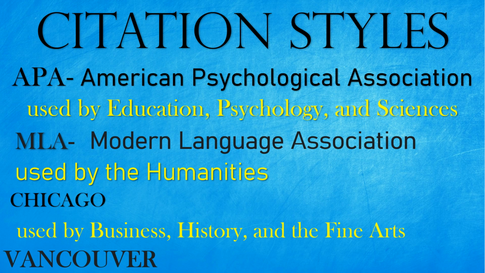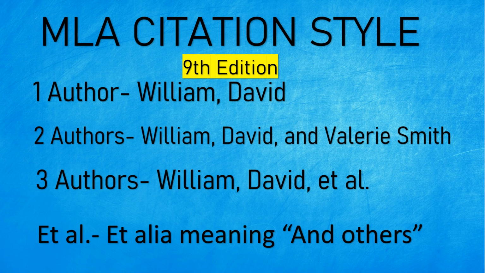Let's move to MLA, the Modern Language Association, which is used in the humanities, and we'll learn how MLA is used for different citation sources. This is the MLA citation style, and the ninth edition is presented here. There are many editions of every citation style, so only the MLA ninth edition is given here, and we'll discuss the ninth edition only.